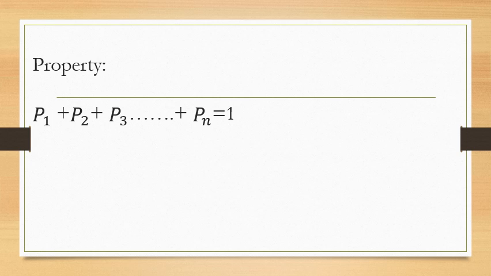Property. P1 plus P2 plus P3 plus etc. plus Pn equals 1. That means probability 1 plus probability 2 plus probability 3 plus etc. equals 1. The sum of all probabilities equals 1.